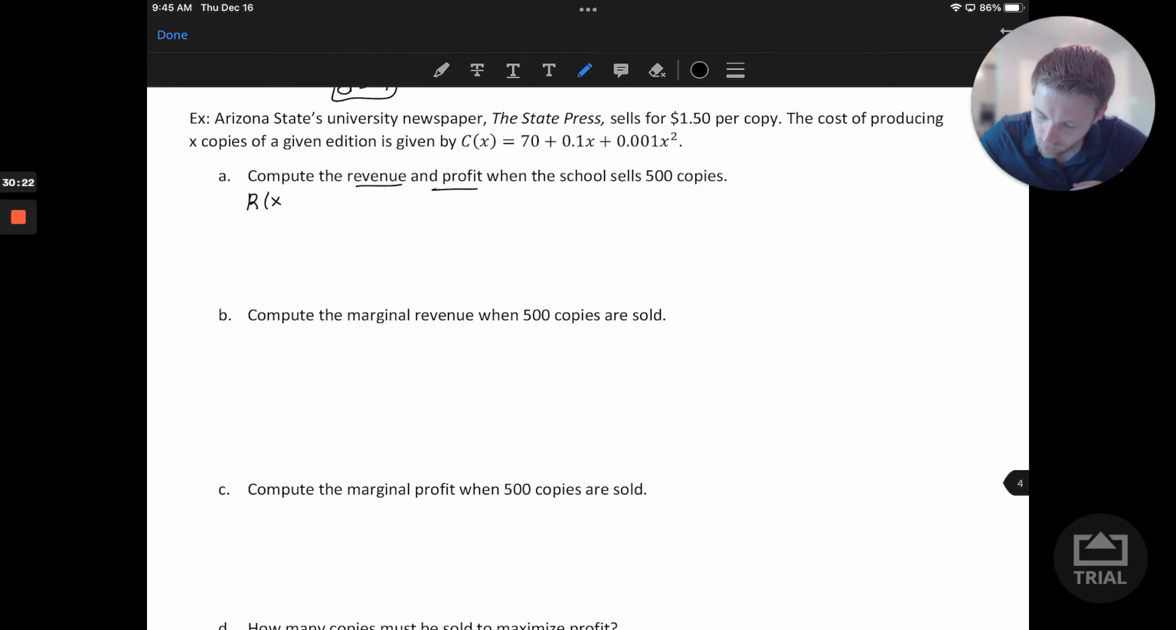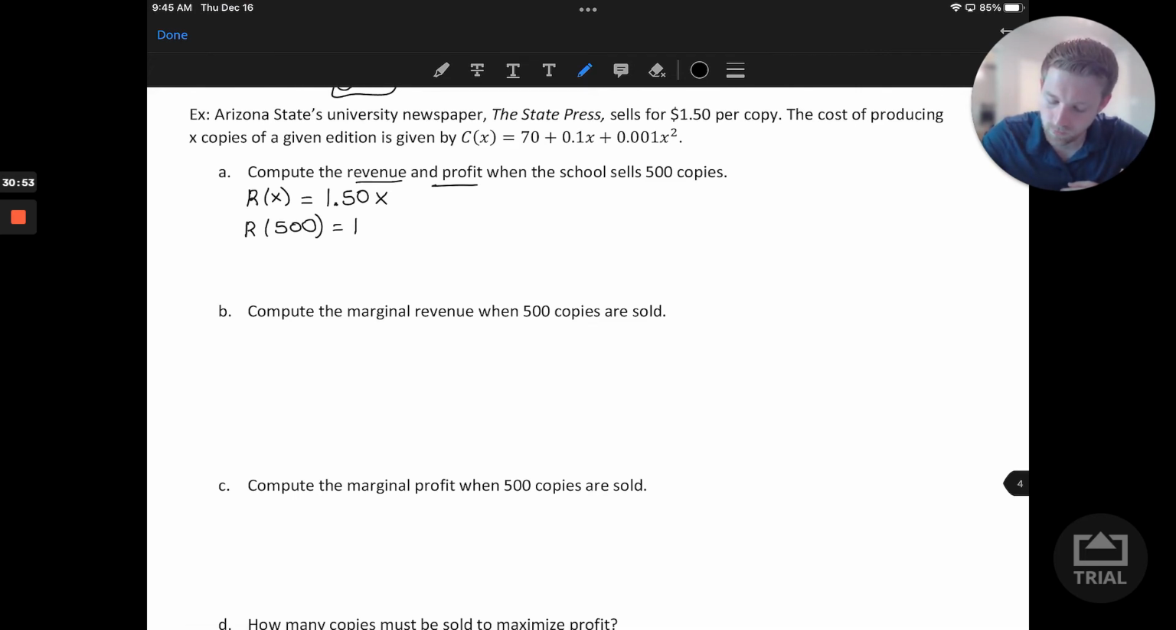Well, we aren't necessarily given an explicit revenue function, but we do know that we're selling our copies for $1.50. So every copy, in other words, is worth $1.50 times the number of copies. That would actually create our revenue function right there, just based on our sale price. So if I consider the revenue at 500 copies, we can find that by just inputting 500. So we have 1.5 times 500, which is going to be 750.